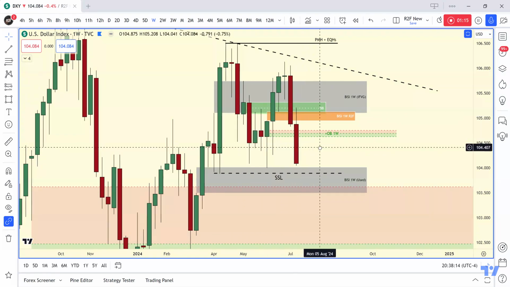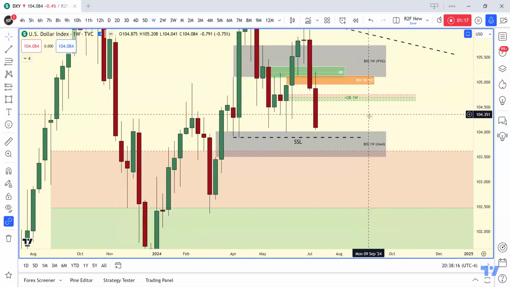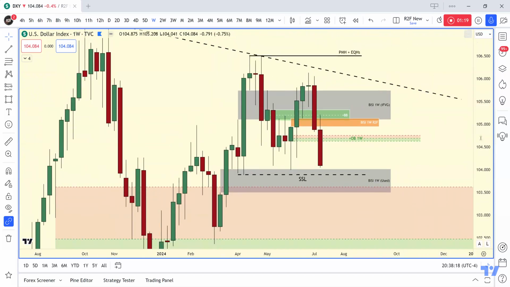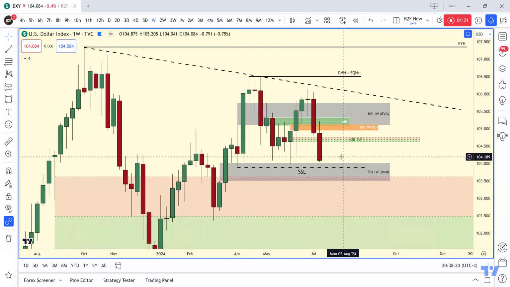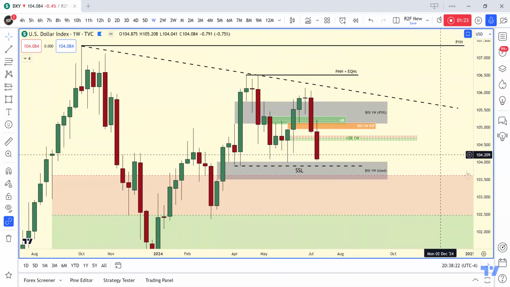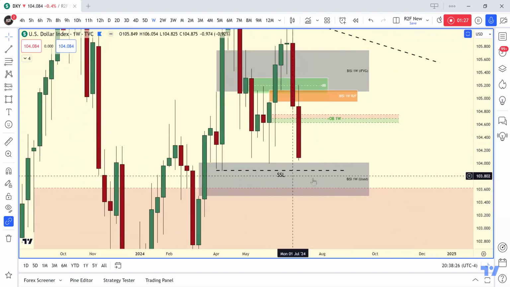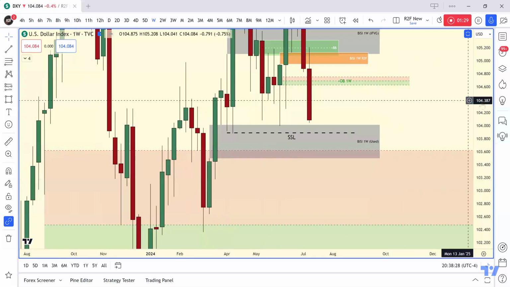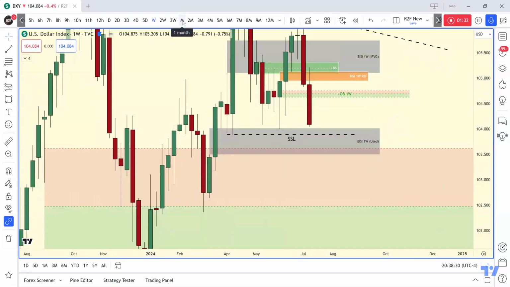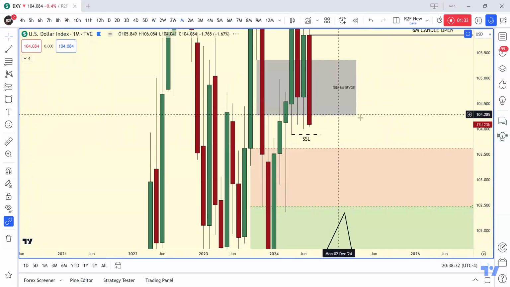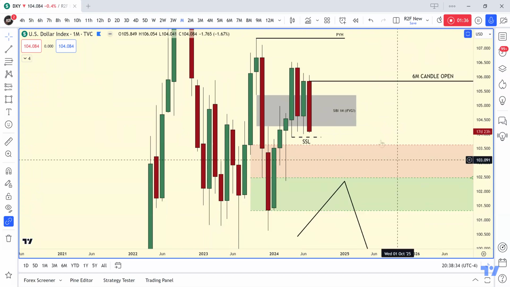So where's it going to go now? In my opinion, lower prices. I've changed my bias from being bullish. Now we're going bearish. So this would be my first target, the sell side liquidity below here, further into this gap as well. So let's just have a look on the monthly, see if we see anything interesting.